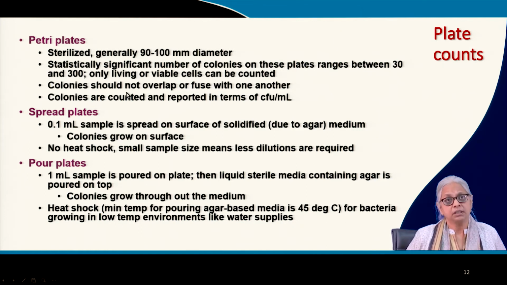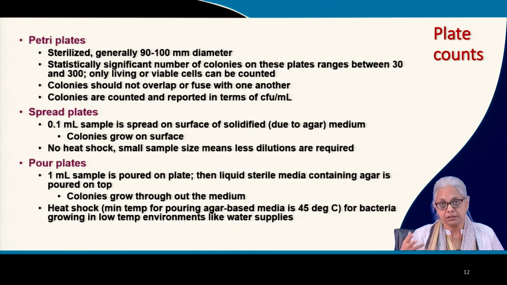So what we call statistically significant numbers of colonies on these plates is anywhere between 30 to 300. And the best part about plate counts is that it allows you to measure living or viable cells only. It does not tell you the total number of cells, and it tells you only the cells that are visible on the plate in terms of colony forming units. So that is the unit that we use.